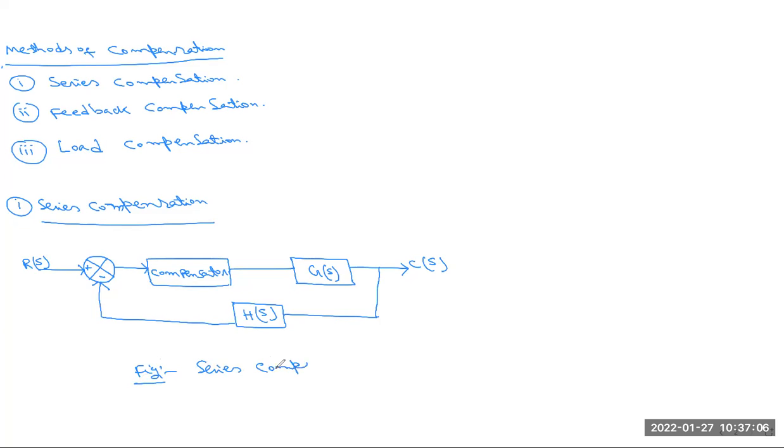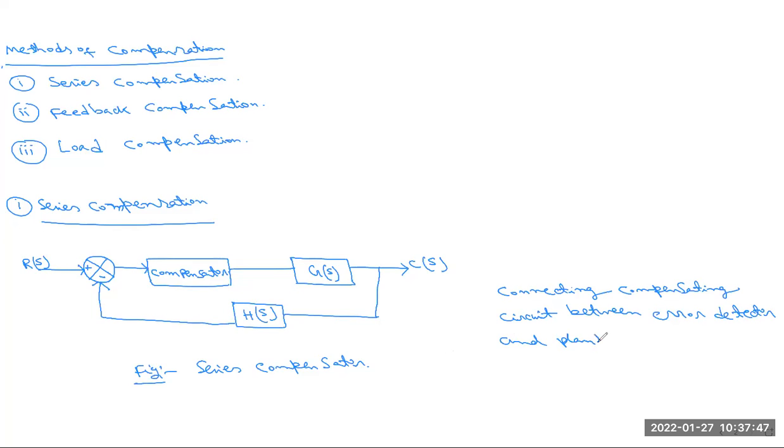Series compensator. So here connecting a compensating circuit between the error detector and plant is known as series compensation.